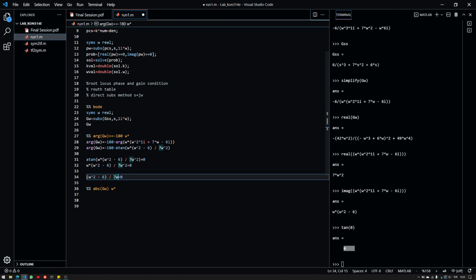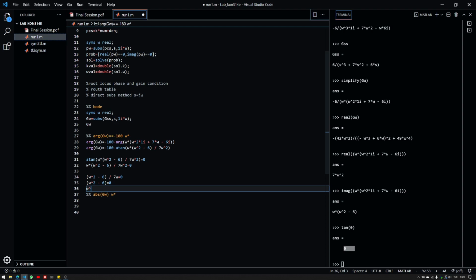Now this would also vanish, and what we are left with is omega squared minus 6 is equal to 0, so omega squared should be equal to 6.